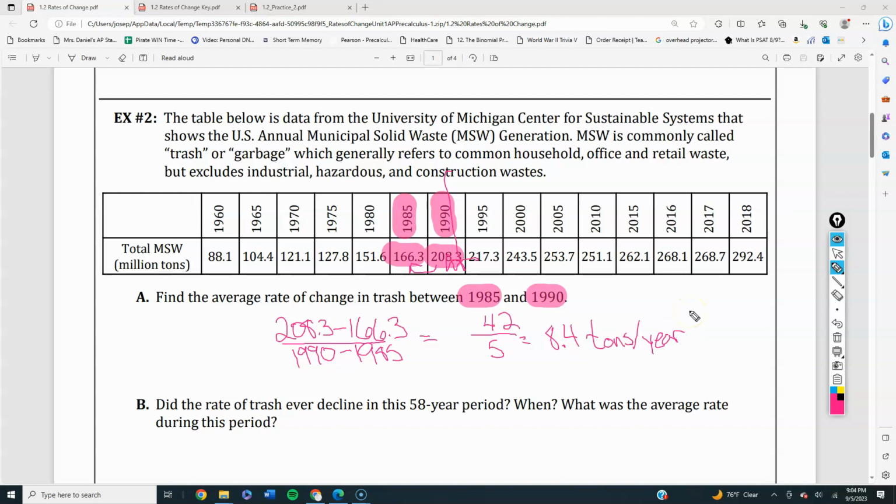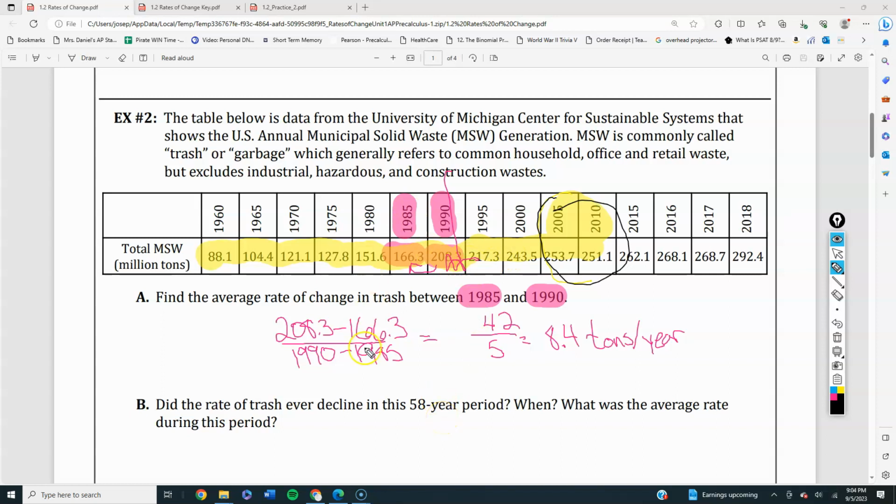Because it's an average, like a rate, like miles per hour. Next question is, did this ever decline through the ages? Well, so we look at our y and look for it to go up. So all these are going up, going up, going up, going up, goes up, goes up, goes down. So between these 2 years, it went down between 2005 and 2010.